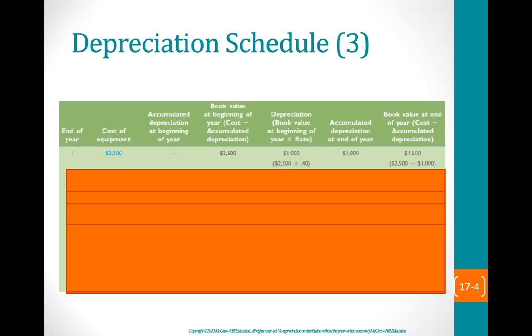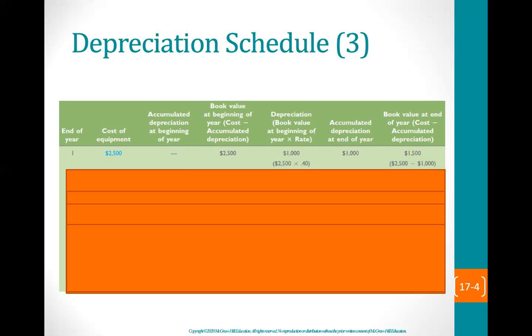So then you determine depreciation: book value at the beginning of the year from this column right here times the rate that we previously calculated. So 2,500 times 0.4, our depreciation in the first year is $1,000. So our accumulated depreciation at the end of the year is 1,000. We didn't have any, and we took 1,000. Book value at the end of the year is your cost of your equipment minus your accumulated depreciation at the end of the year. So our book value at the end of year 1 is $1,500.